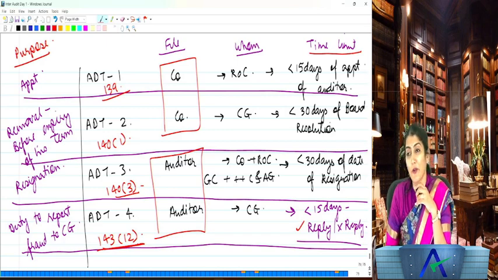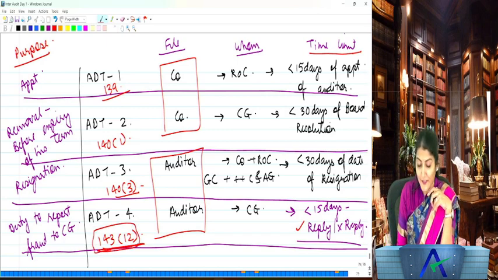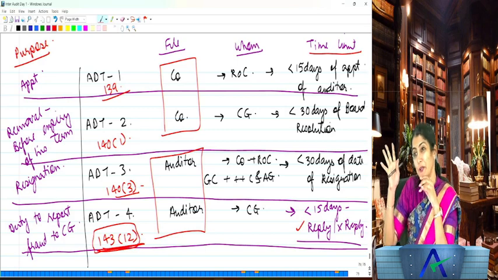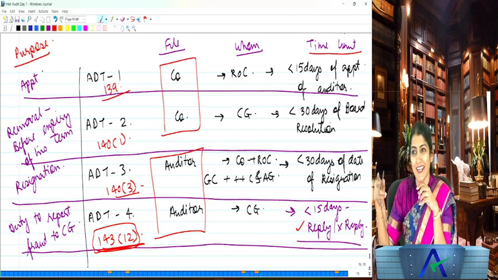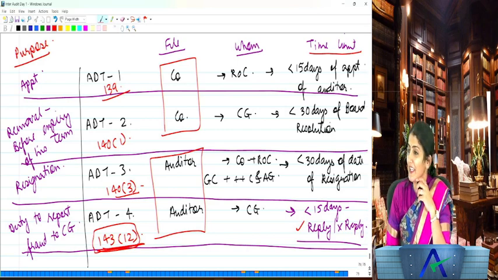Audit committee or the board of directors. And I am yet to teach you 143.12. Just because I wanted to complete the chart, I have given it over there. But as such, it is not expected for you to understand it as such. Is that okay? All good? Okay.